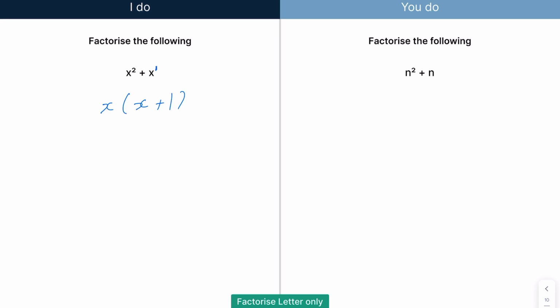So remember, hopefully you pressed pause and had a go at this. Take out the smallest power. That's just n. And then that just becomes n plus 1. Moving on, exact same thing, take out the smallest power, that's n cubed.